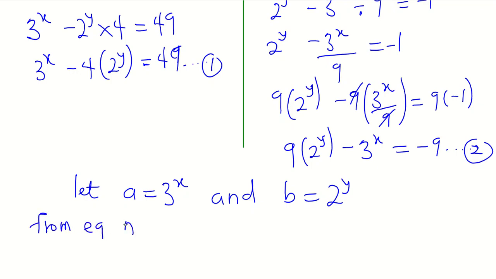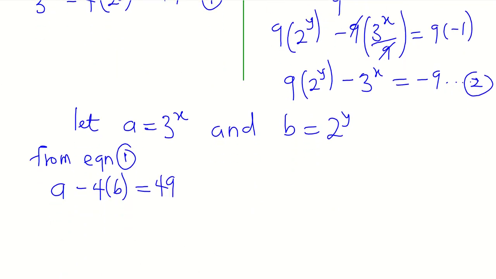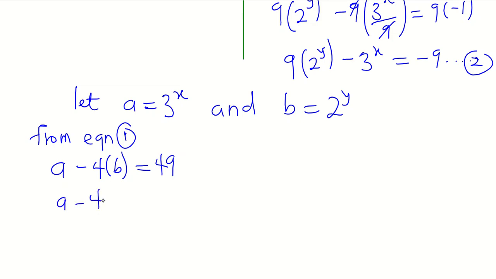equation 1, 3^x now is a, so we have a minus 4, and 2^y now is b, which is equal to 49, and we can simplify that. So in simplifying, we are going to get a - 4b = 49. Now let's label this as equation 3. Now we come to the other side, that is from equation 2.